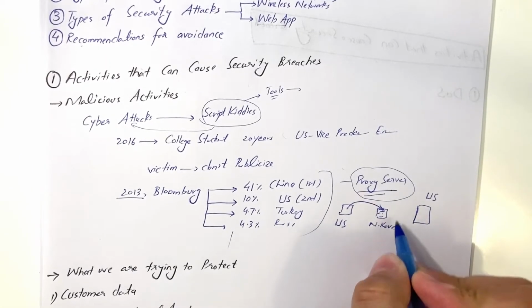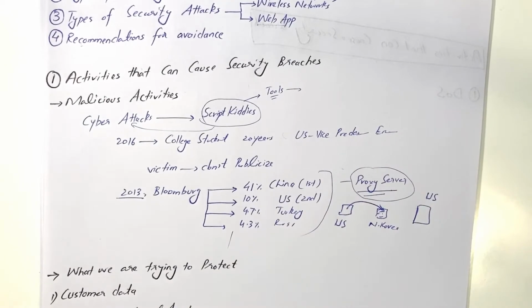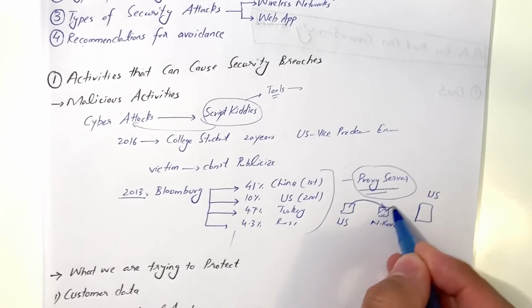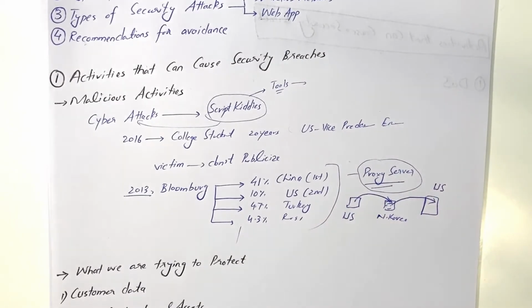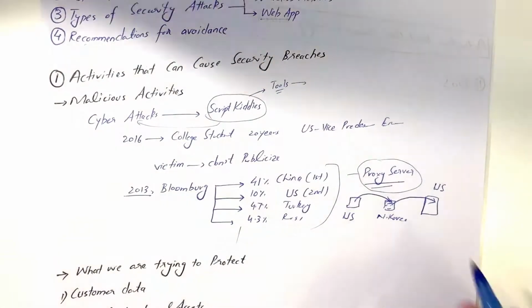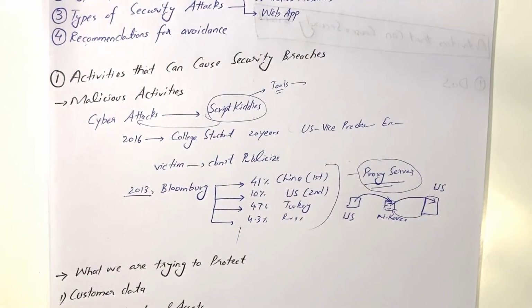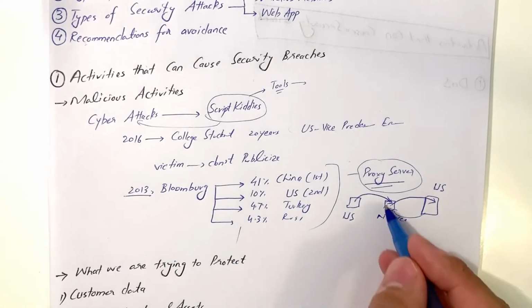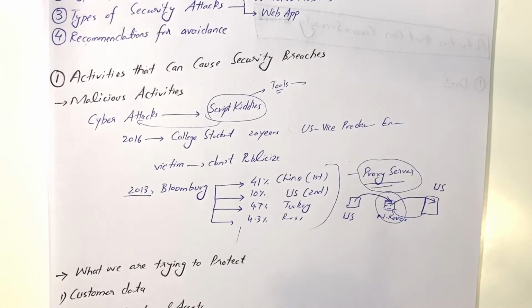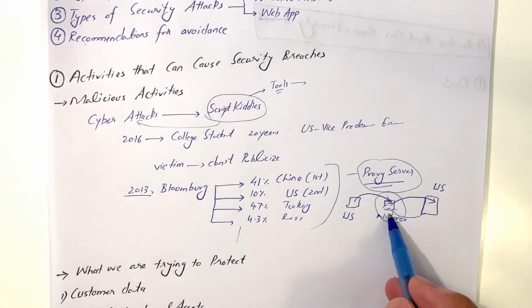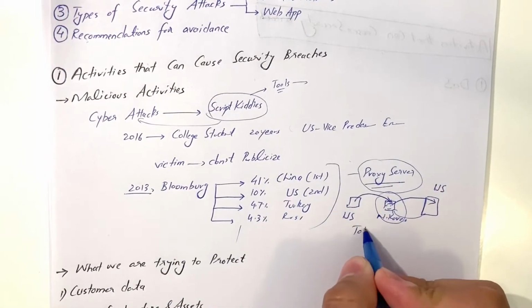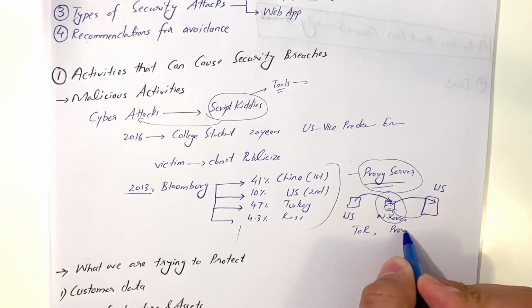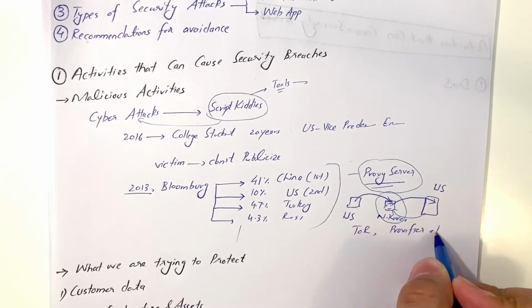So the attacker will find a proxy server located in North Korea and then use this computer to hack or launch attacks against US computers. If they want to backtrack it, they will find the IP address of North Korea. This is called a proxy server. But hackers use proxy chaining: instead of one proxy server, they use plenty of others. There are many tools like that, such as Tor and Proxifier.